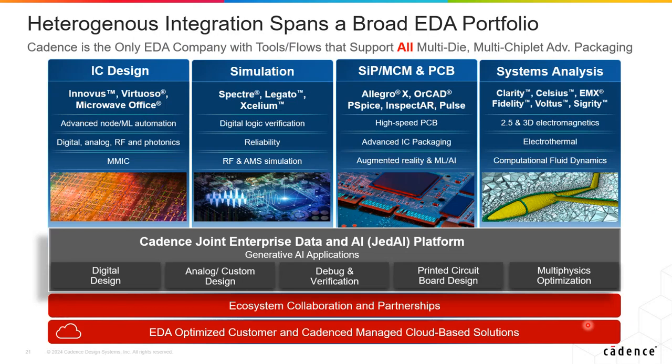So this is our overall portfolio. We have many more tools, but I collected some design tools for advanced packaging design. For IC design, we have Innovus for digital, Virtuoso, and for RF, Microwave Office, and simulation tools. We have Spectre, Relator, and Xcelium, and also for the substrate, packaging, and PCB design, we have the Allegro X platform. For system analysis, we have Clarity, Celsius, and EMX. So all of these tools act for developing the advanced packages, and these tools can be managed in one integrated 3D IC platform.